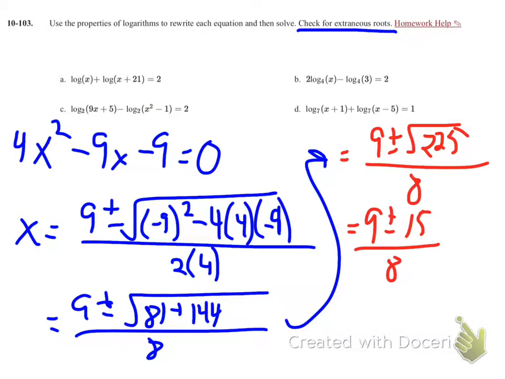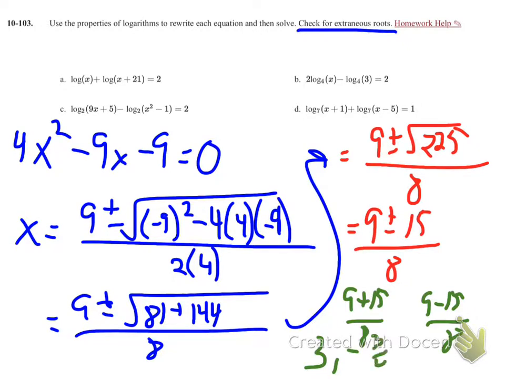Now I'm going to switch to 2 separate problems. I'm going to put in 9 plus 15 over 8 and 9 minus 15 over 8. When I add them, I get 24 over 8, which is 3. When I subtract them, I get negative 6 over 8, which is negative 3/4. So my solutions now are 3 and negative 3/4.